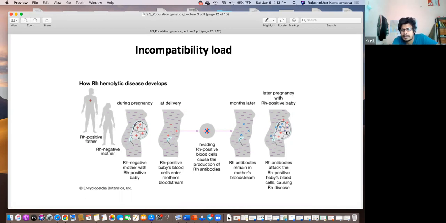This is more severe. This can happen with any blood group, A, B, but normally that is less severe. So usually we study Rh blood group incompatibility, because it can cause death of the baby in the mother's womb.